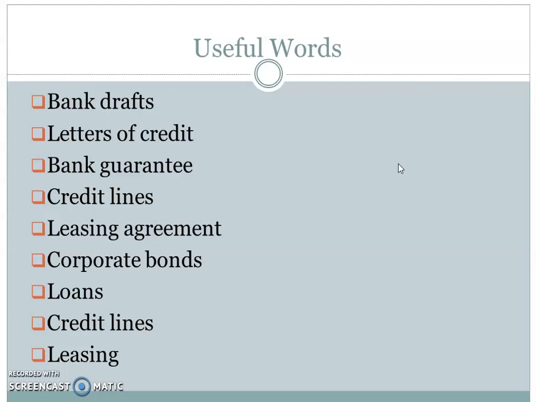These loans are compared with leasing agreements, which involve borrowing tangible assets. We discussed this already. Tangible assets such as machinery or buildings, and credit lines, unsecured loans, which are flexible lending instruments. Okay, so those are other definitions and explanations for these useful words. Okay, now let's move on.